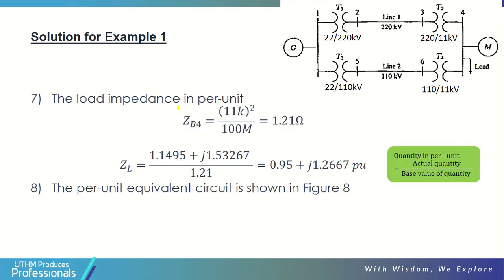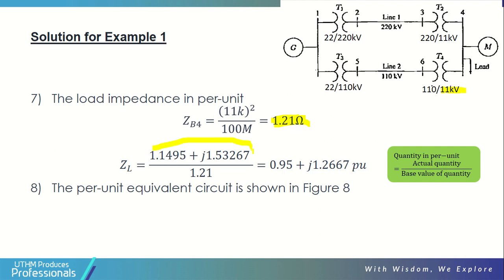Then the load impedance in per unit. So what is the base? The Z base for this section equals V squared divided by S base. Voltage base here is equal to 11 kV. We already calculated this before: V base at section 4 equals 11 kV. So Z base equals 11 kilovolt squared divided by 100 MVA. Once you have the base value, you can determine ZL per unit.